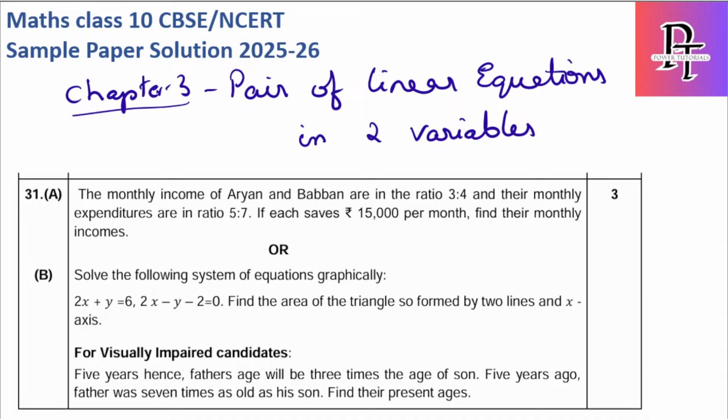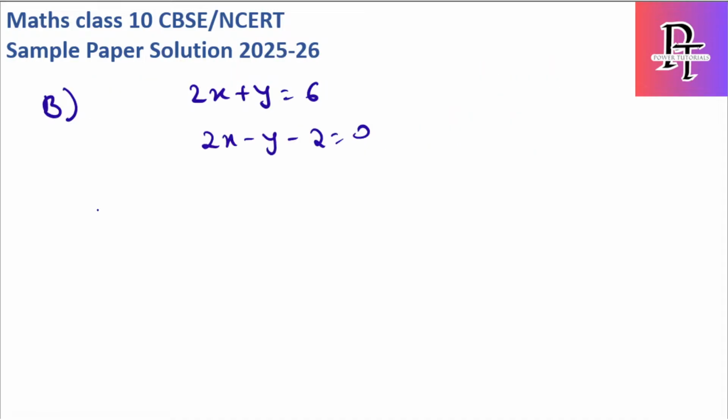Find the area of the triangle formed with two lines and the x-axis. Okay, so first we need to draw the graph. Suppose we have two lines something like this, then they're asking for this area between the two lines and the x-axis. So for this, let's write the second equation to the other side.